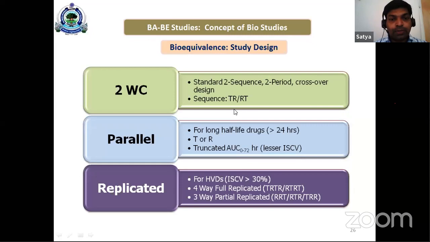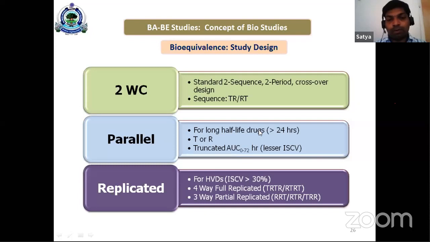Parallel studies will be the second good option. These are conducted when the half-life is long, like drugs showing a half-life greater than 24 hours. If you go for the crossover manner, it will take much time, as you have to follow like 7 to 10 half-lives for the crossover. So it is very challenging in terms of dropout and everything. So ideally it is better to go with a parallel study.